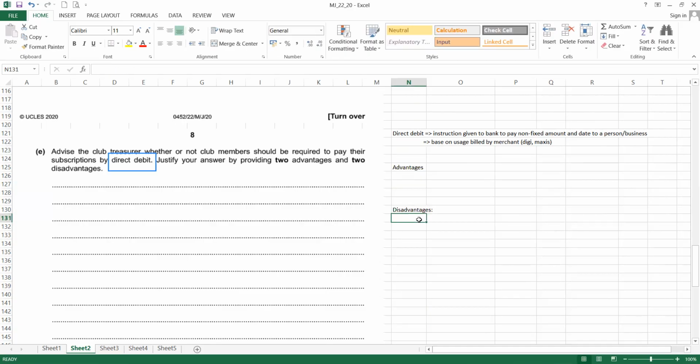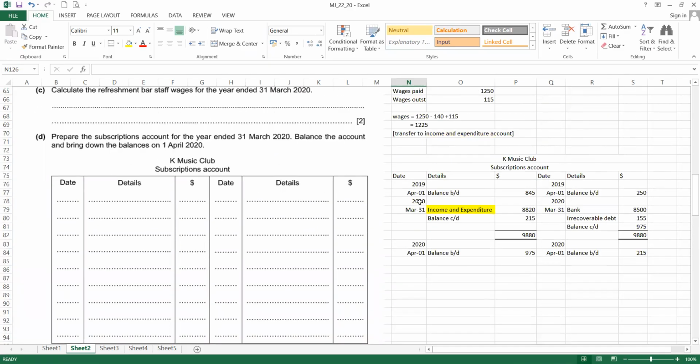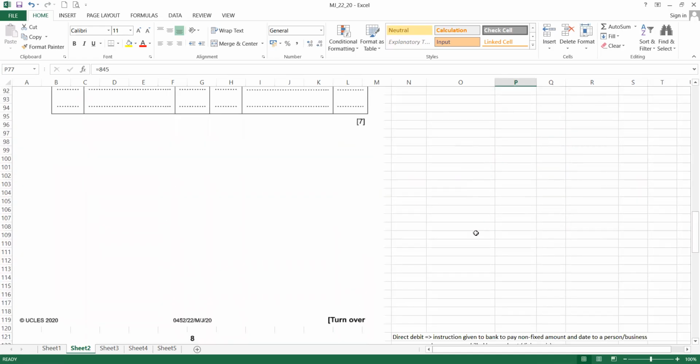Disadvantages. Okay. Let's see what information is in the account that we have. We look at this one, the subscription account. The cost for 1 year is about 8,000. Compared with this, we notice that about 10% of the customers, or members, didn't pay us on time. They delay and only pay in the following year.